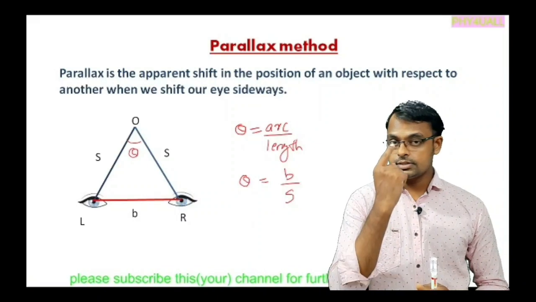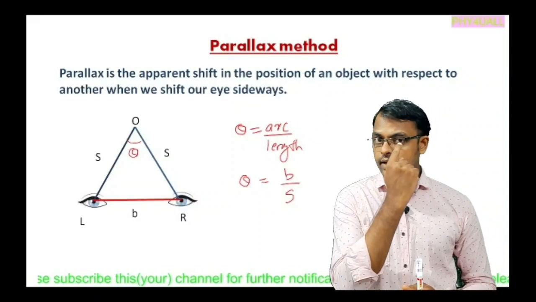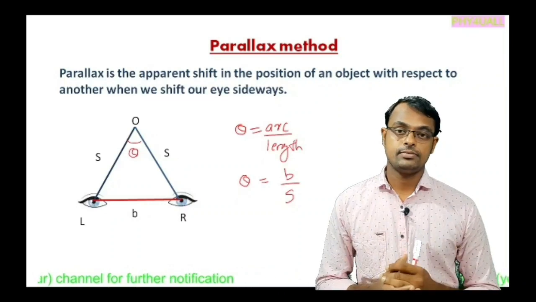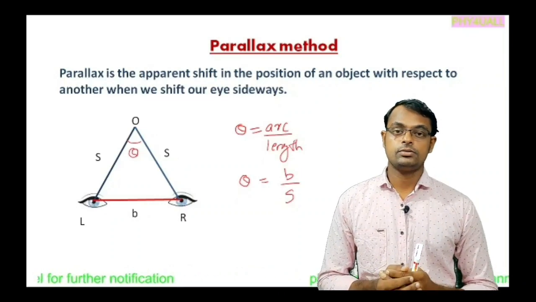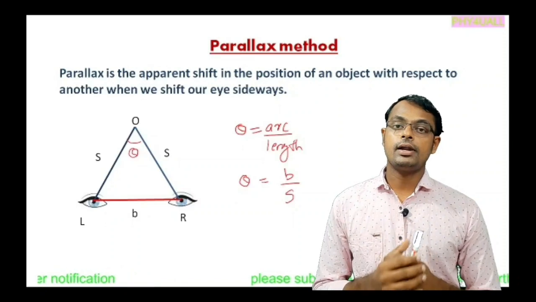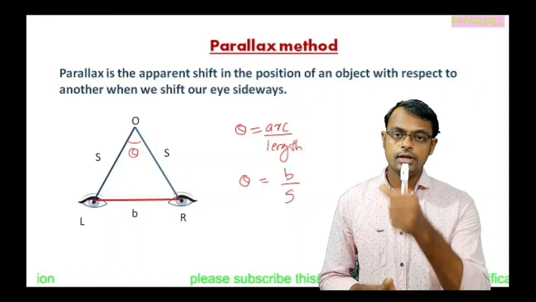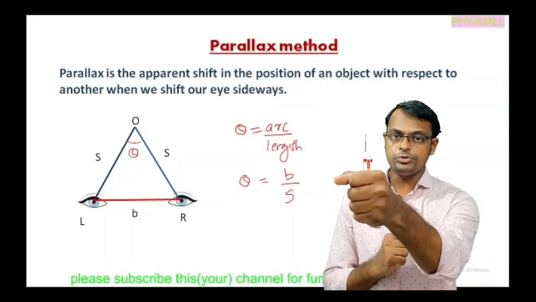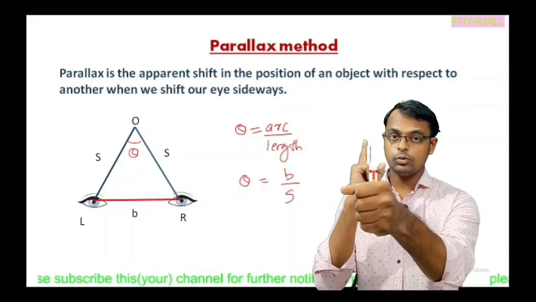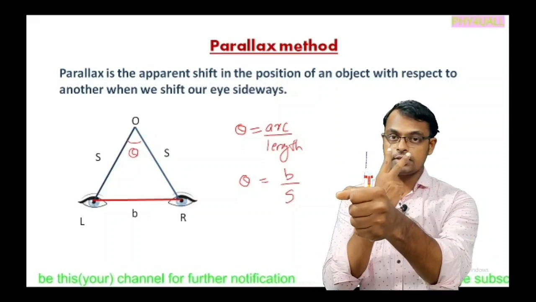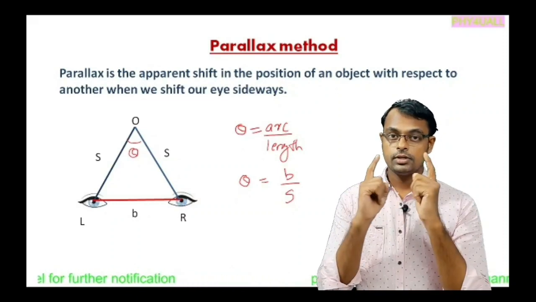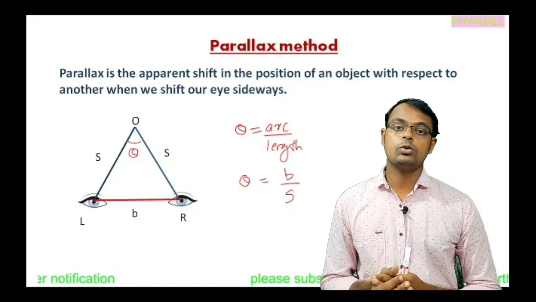And you can see the distance between the left eye and the right eye. That is called the basis. It is called the basis. So I hope it is clear. So what is the parallax method? There is an apparent shift in the position of the object when you are looking from two different observing points. Here in this case, not two observing points, it is two eyes. So there is an apparent shift, and this is called what?